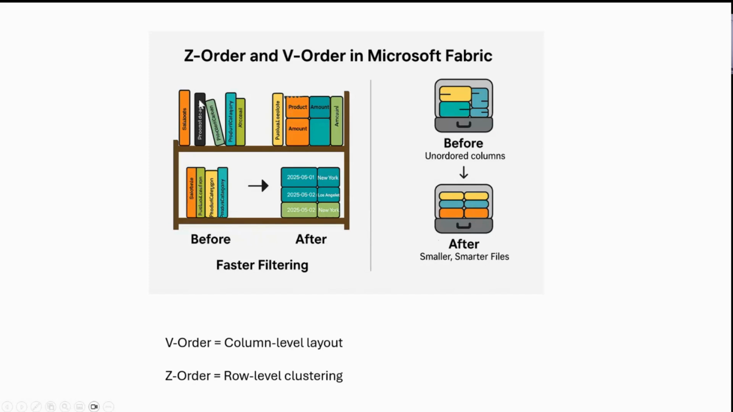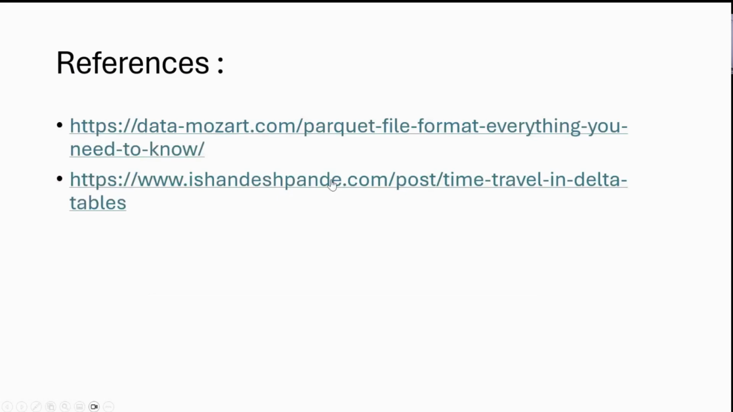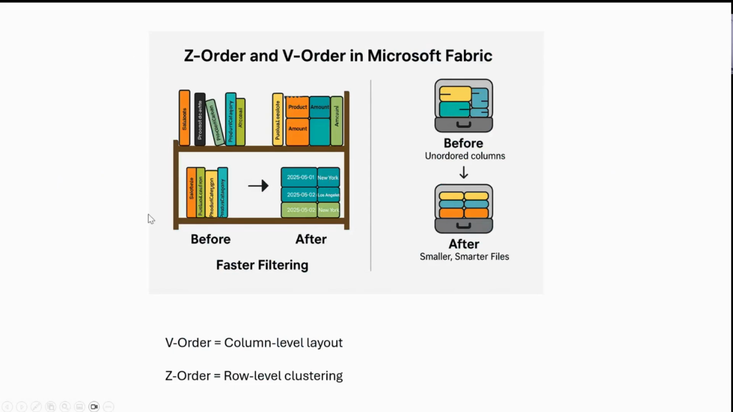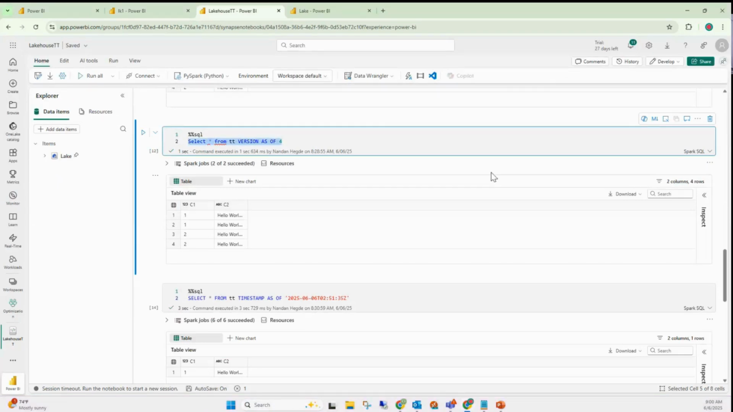Z order is a proper random aspect. I have properly arranged them in the proper filtering categories that I needed. So this is V order and Z order. These are the references that you all can leverage for understanding this concept. But now let's go to the practical aspect of the same.